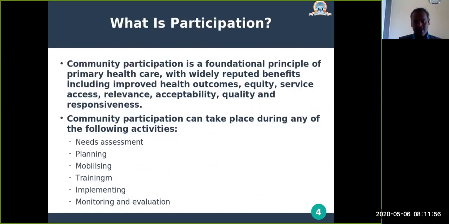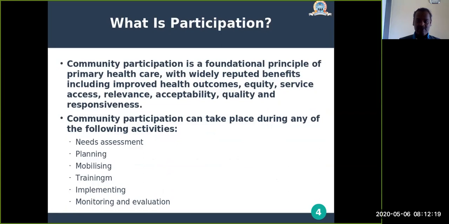Now we are going to see what is participation. Not necessarily take it as a single word participation. You can also take it along with community participation. Community participation is considered a fundamental principle of primary healthcare.